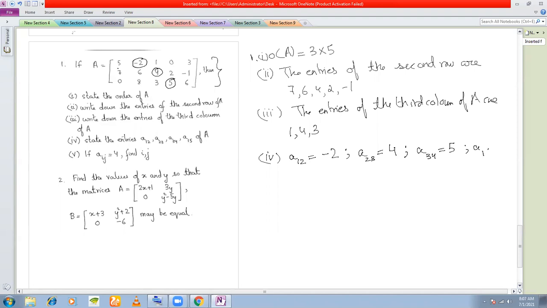And A15, first row, fifth column. First row and fifth column is 3, right? So these are the entries.